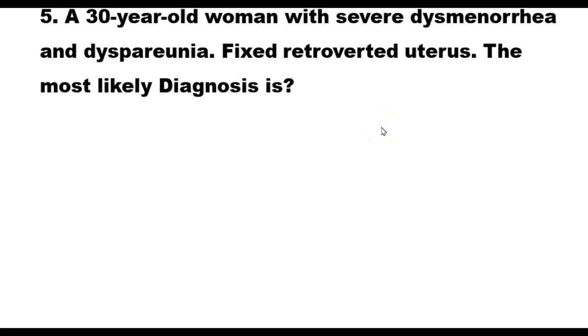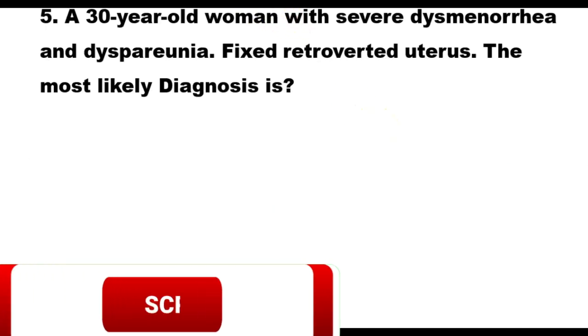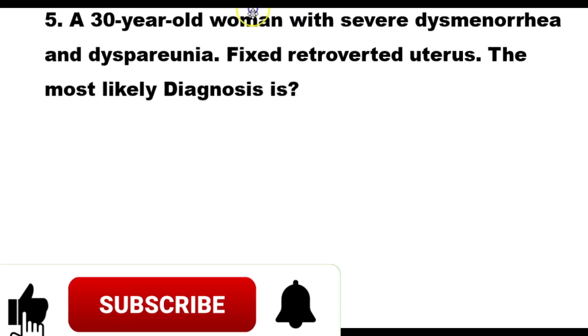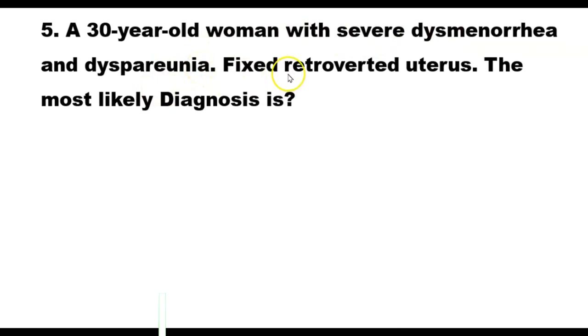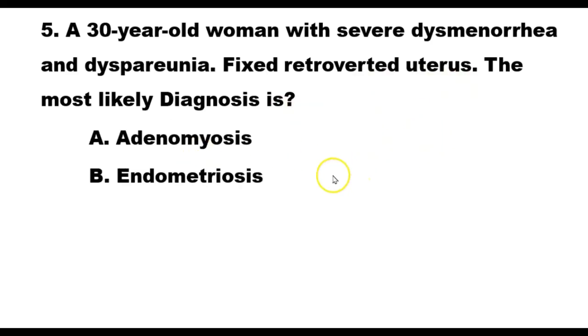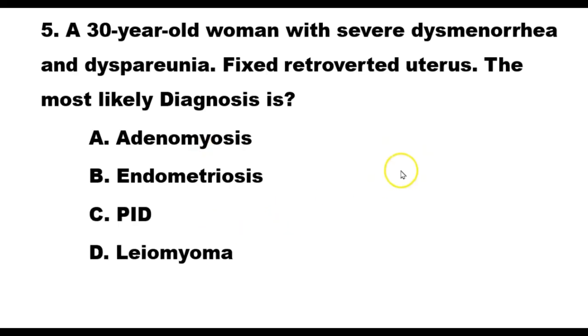Question number 5. A 30-year-old woman with severe dysmenorrhea, dyspareunia, and fixed retroverted uterus. The most likely diagnosis for this scenario is A. Adenomyosis, B. Endometriosis, C. PID, D. Leiomyoma. Take a moment for 5 seconds.